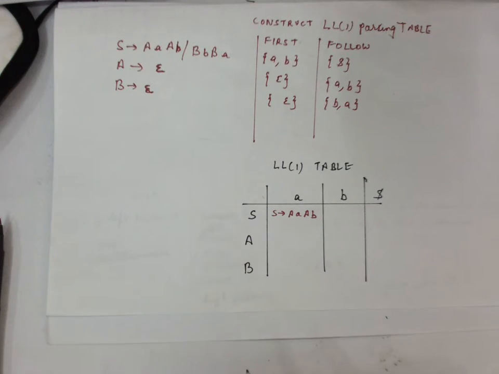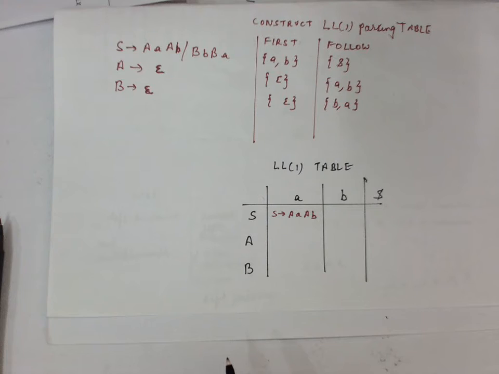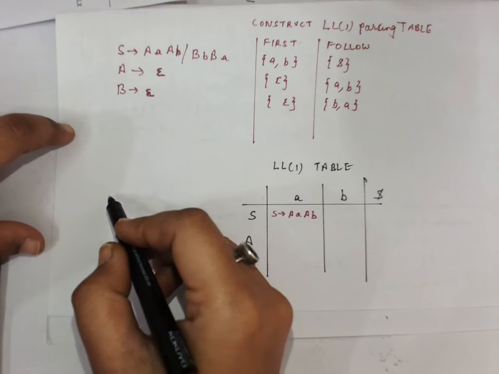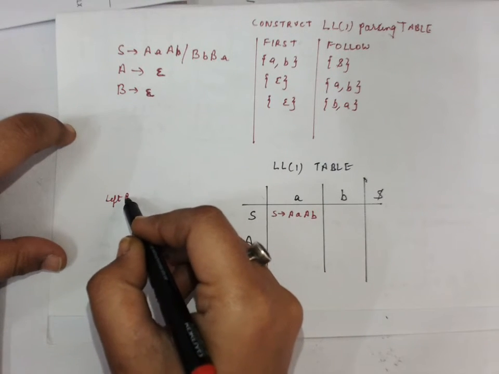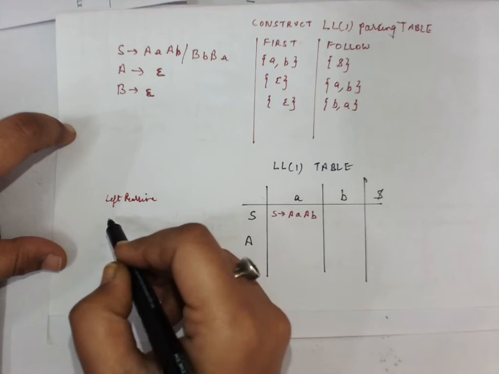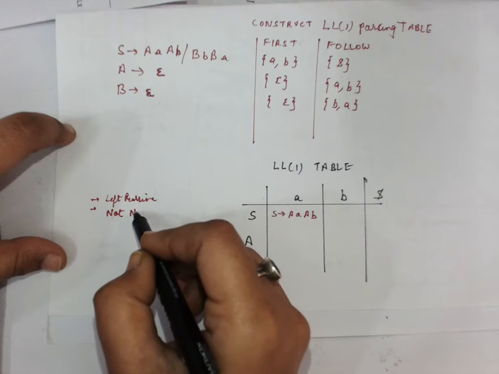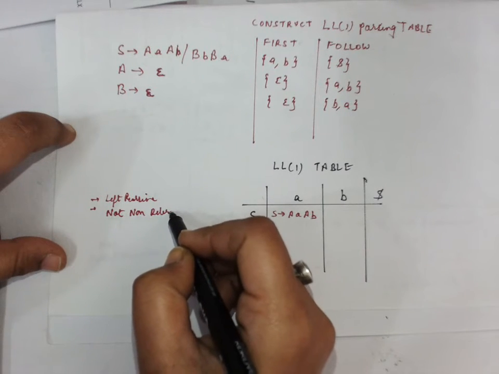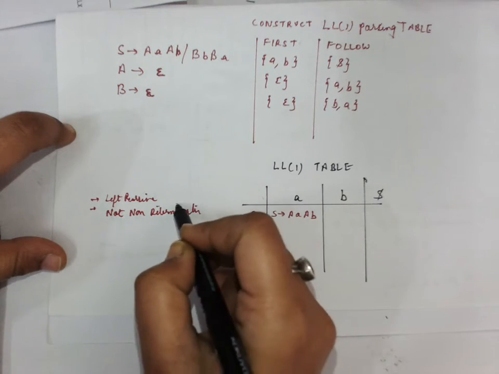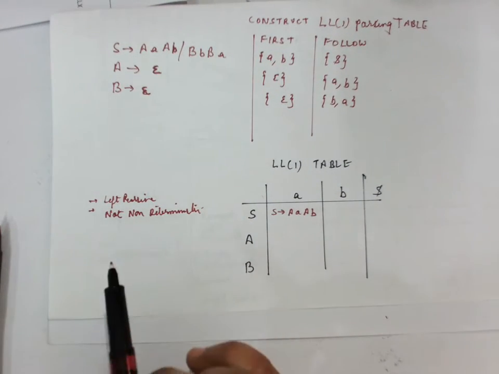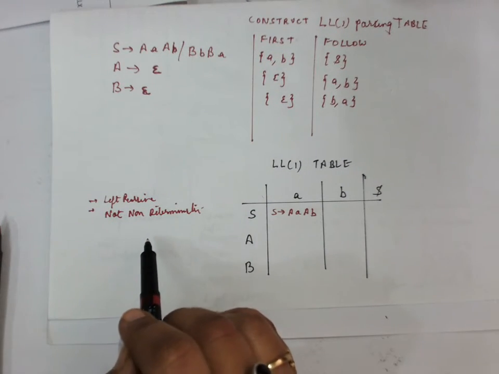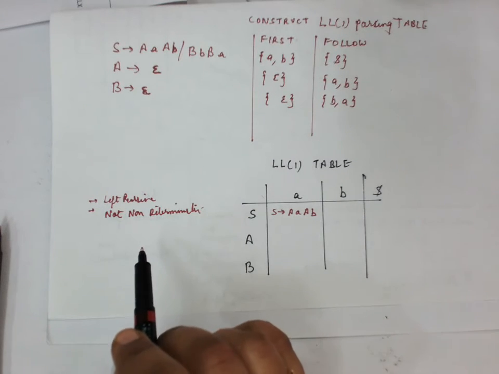Let us see a different example. Again we have to construct the LL1 parsing table. As I told you earlier also, first we have to see that our grammar should not be left recursive, and second, it should not be non-deterministic. If it is left recursive, we need to remove it, and if it is non-deterministic, we have to remove it. First of all, we have to see this.